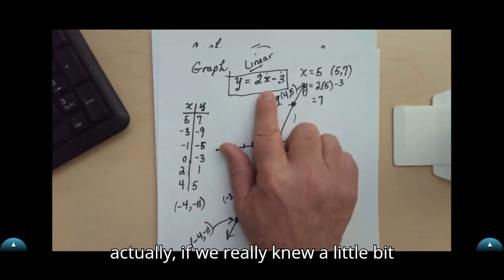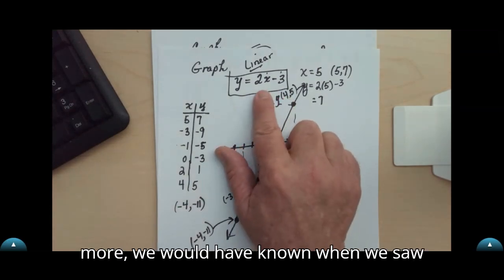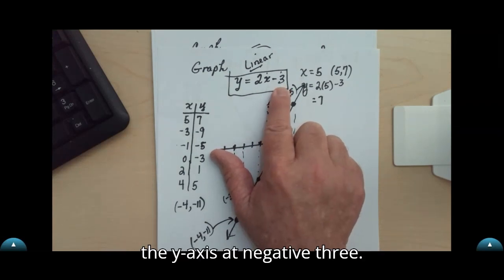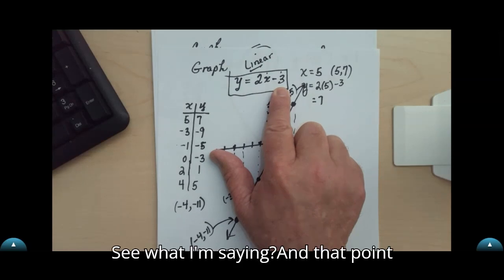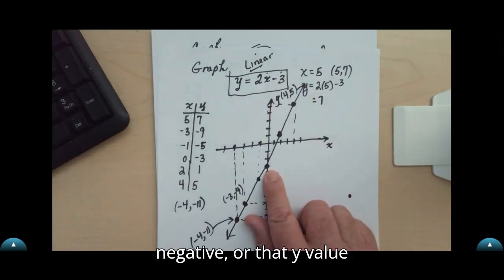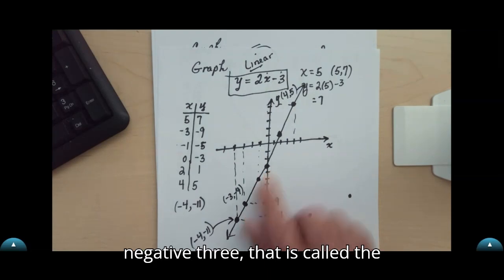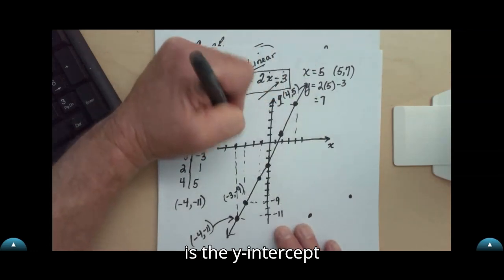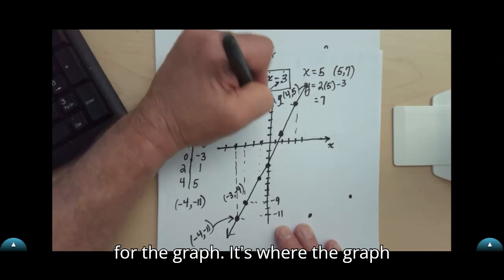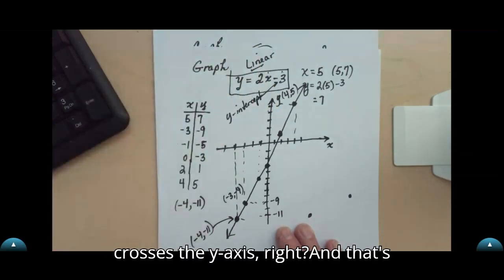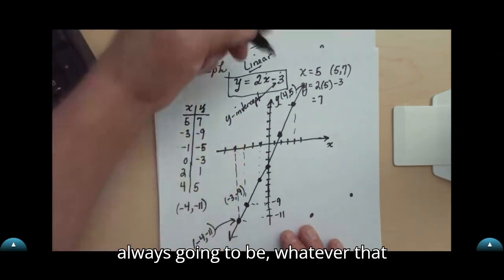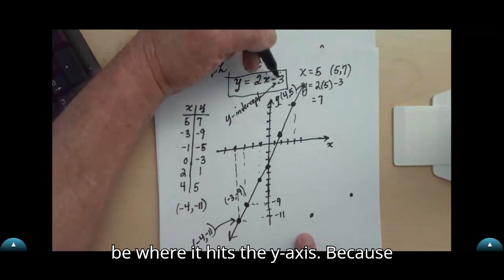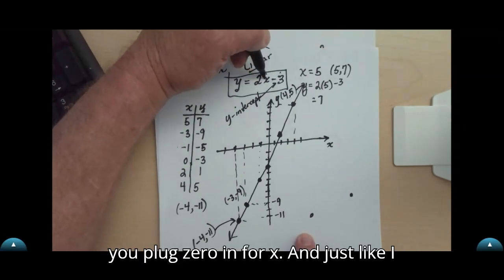So actually, if we really knew a little bit more, we would have known when we saw this that we already know one of the points, because we know it's going to hit the y-axis at -3. See what I'm saying? That y value, -3, is called the y-intercept. That is the y-intercept for the graph. It's where the graph crosses the y-axis, right? And that's always going to be whatever that constant term is, because that's the y value you get if you plug 0 in for X.